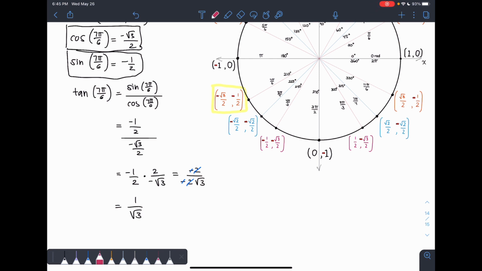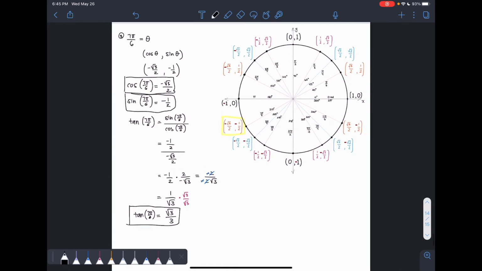So close. We just have to rationalize that denominator, get rid of that radical. So we're going to take root 3, multiply it to our numerator, multiply it to our denominator, and our final answer gives us root 3 over 3. Okay, so we get tangent of 7 pi over 6 is equal to root 3 over 3.